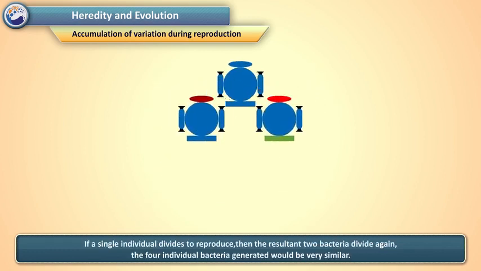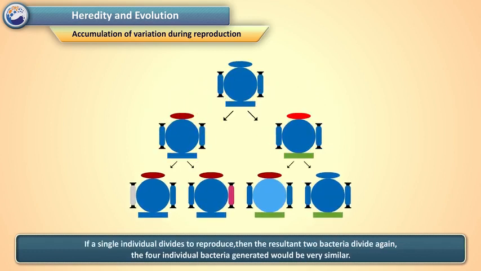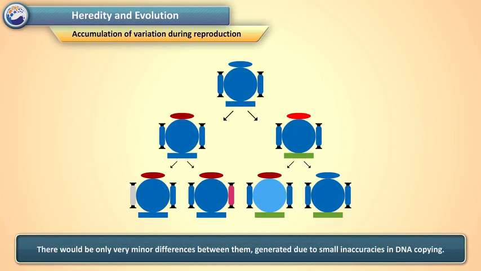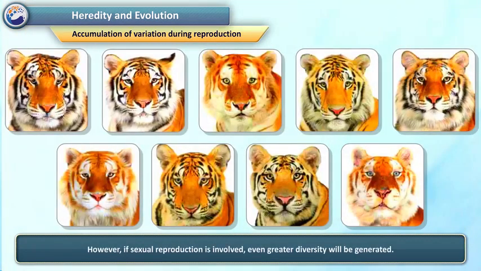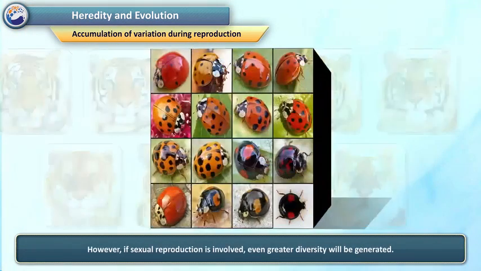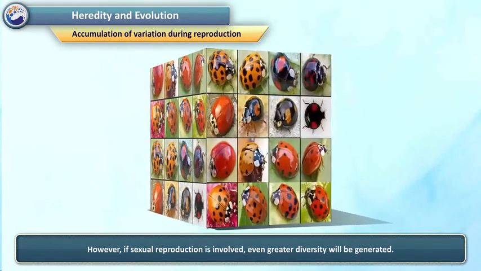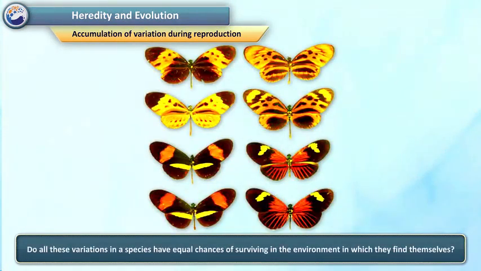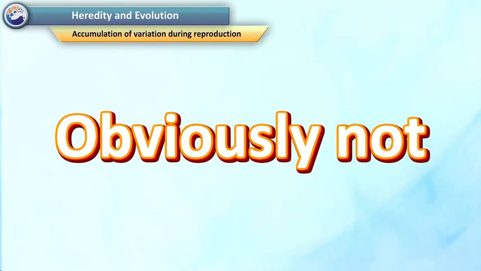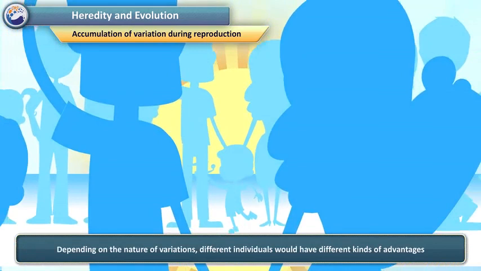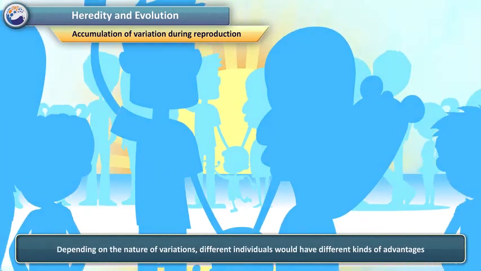If a single individual divides to reproduce, then the resultant two bacteria divide again. The four individual bacteria generated would be very similar. There would be only very minor differences between them, generated due to small inaccuracies in DNA copying. However, if sexual reproduction is involved, even greater diversity will be generated. Do all these variations in a species have equal chances of surviving in the environment in which they find themselves? Obviously not. Depending on the nature of variations, different individuals would have different kinds of advantages.